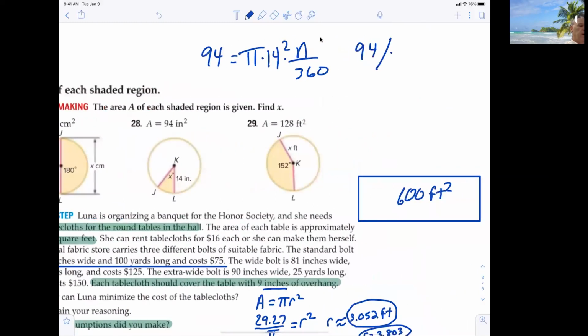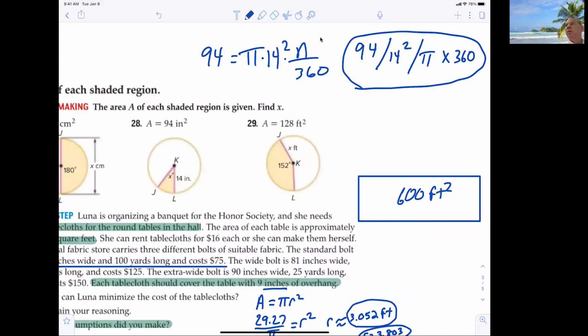94 divided by 14 squared divided by pi times 360. Now look, does everybody understand what I just said right there? Make sure you're understanding me. You can't do 94 divided by 14 squared times pi. Does everybody agree with that?